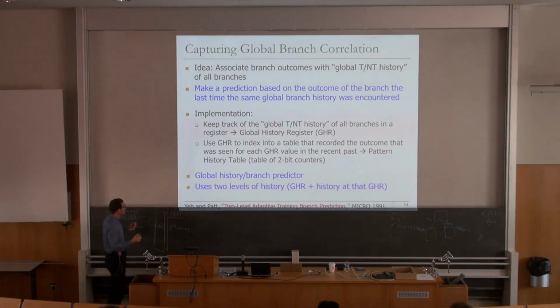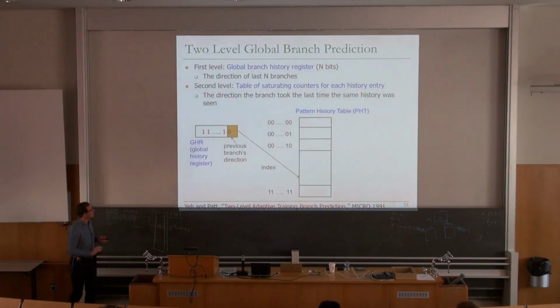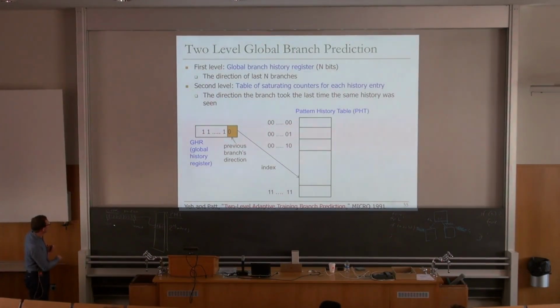The difference here is it uses 2 levels of history: the global history of the branches in the global history register, and the history at that global history register value. Make sense? It doesn't distinguish between different branches over here. There's no program counter, as you can see. It's purely based on this global history information. And this is exactly what I just showed you. The first level is the direction of the last n executed branches. Where did they go?